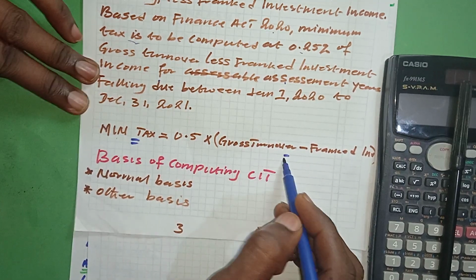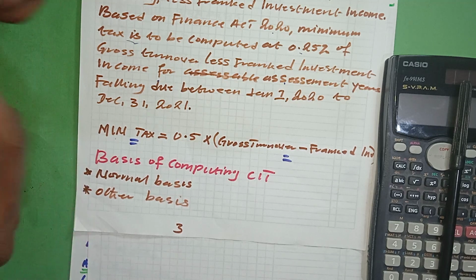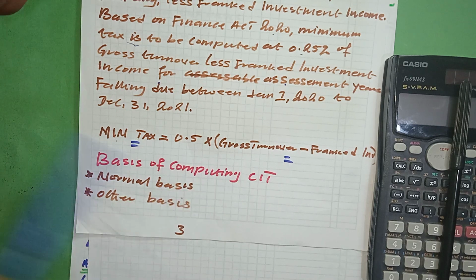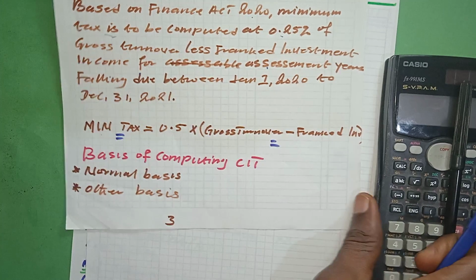So this is the formula. Just get used to this formula. It's very simple. When a question is set, you have to read the question clearly to know the basis you are going to use to compute it. You don't just rush and start computing. Now let's look at the basis.